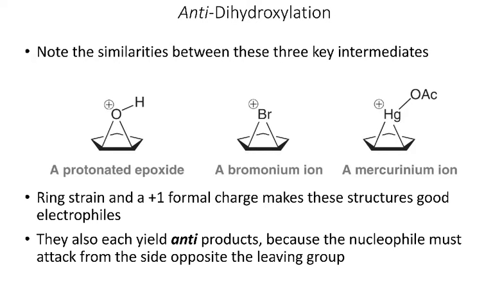Right, so this protonated epoxide as an intermediate probably looks similar because we saw similar intermediates in the case of halogenation and in the case of oxymercuration-demercuration. And so the ring strain and the positive formal charge make these good electrophiles, so they're vulnerable to nucleophilic attack. And then they also all yield anti-products because the nucleophile has to come in from the backside because this bridge structure blocks it from coming in on the top.